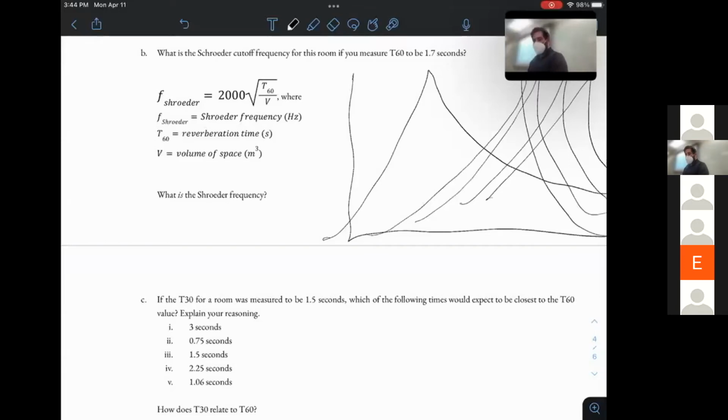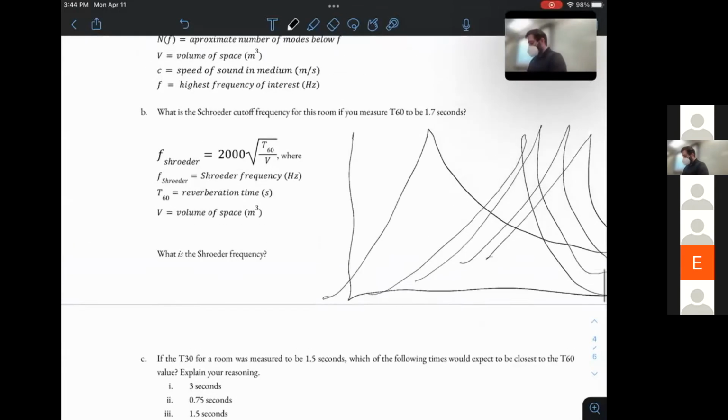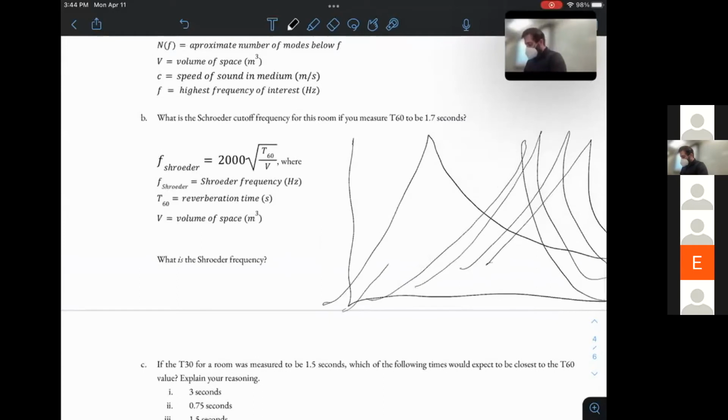There's a better drawing of this in your notes, but judging by how you look right now, I would recommend looking at those notes.